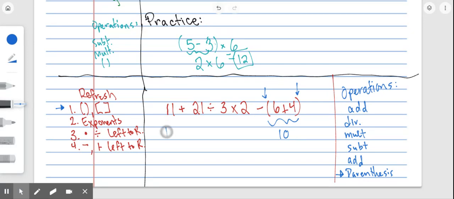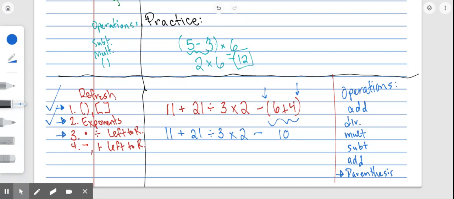Okay. Now, since I took care of what's inside the parentheses, it disappears, and I rewrite the whole entire expression. So I'm going to start with 11 plus 21 divided by 3 times 2. This minus stays minus 10. Okay? Taking care of the parentheses. Done. Are there any exponents? Did we write exponents on the right-hand side? No, we didn't. So we don't have any exponents. So I'm going to put a check there because we've done that. There are no exponents.